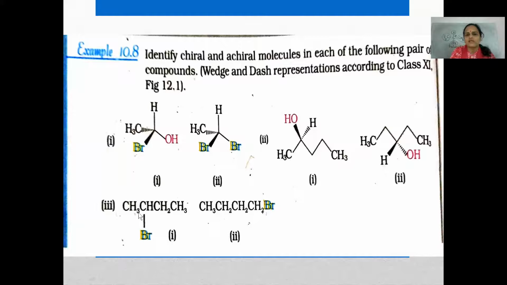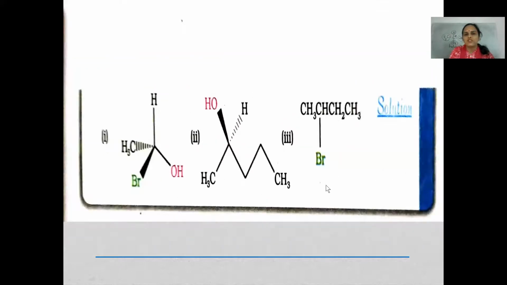Look at the second pair which is given in the third part of the question. Here you see this carbon we are taking to judge whether it is a chiral molecule or not. Since 2 hydrogens are present on the same carbon atom, 2 same groups again, this becomes achiral in nature. So hope you have understood how to solve it. So that is how you will solve.